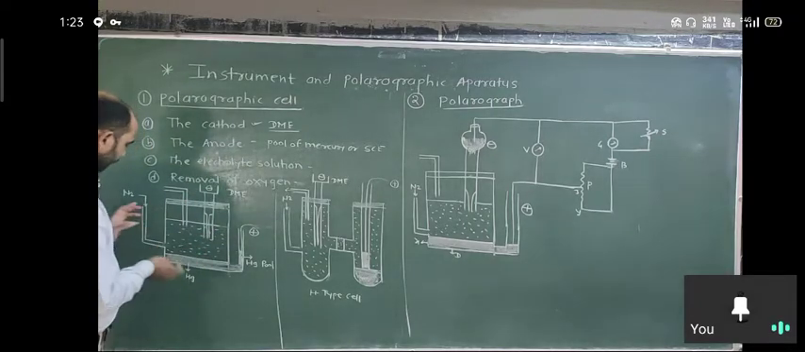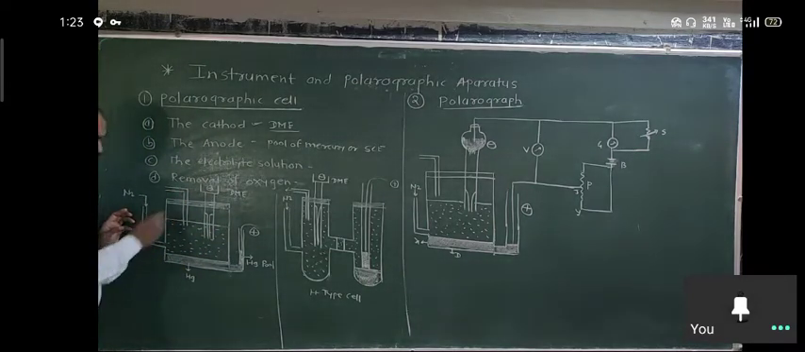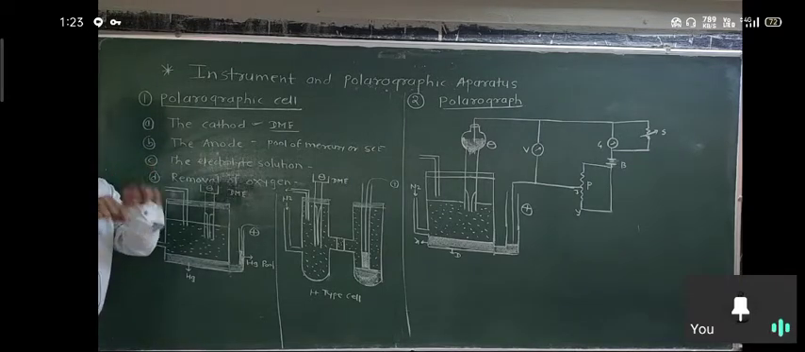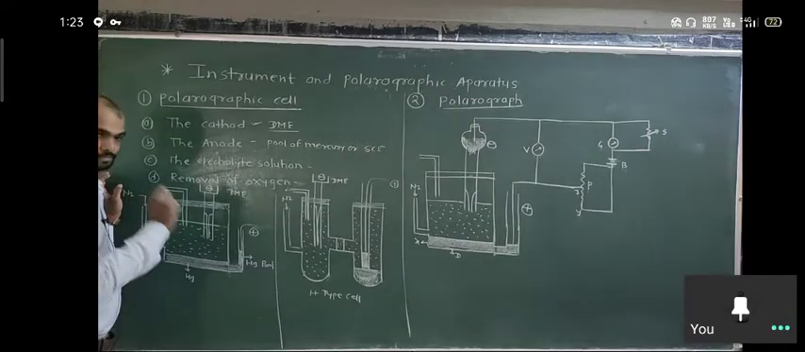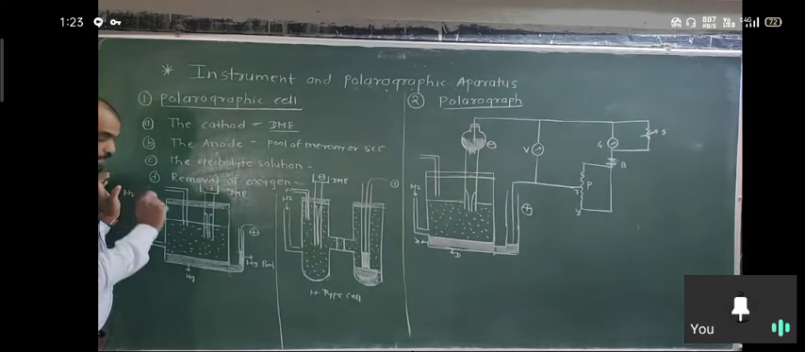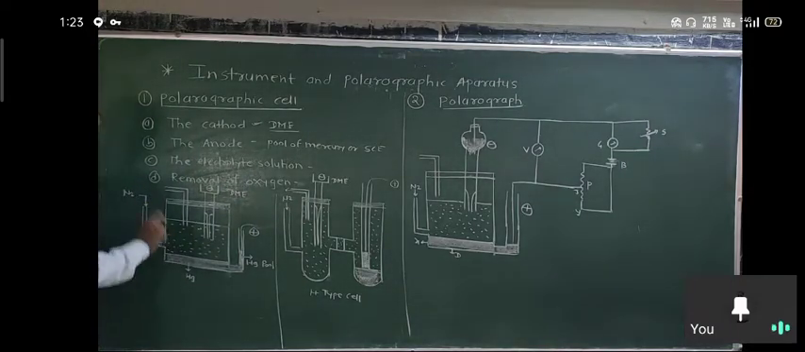For that, two inlets are used here. The upper inlet is used to remove the oxygen, and the lower inlet is used to add the nitrogen. Before the measurement of current or applied potential, in the procedure, first of all we pass the N2 gas. So N2 gas bubbles through the solution.